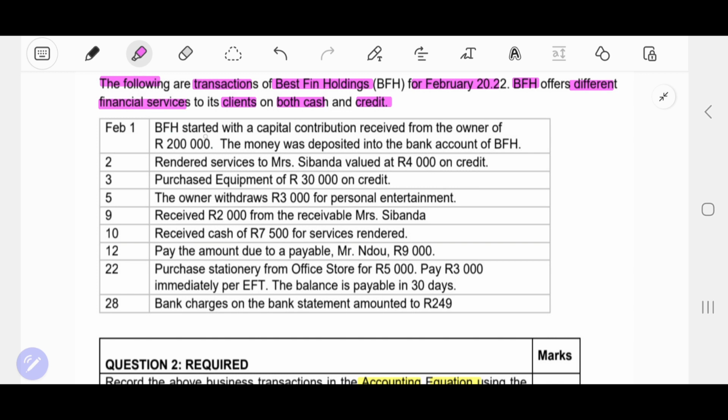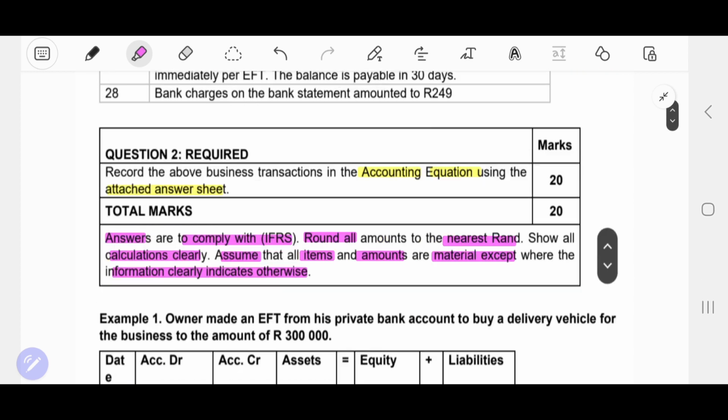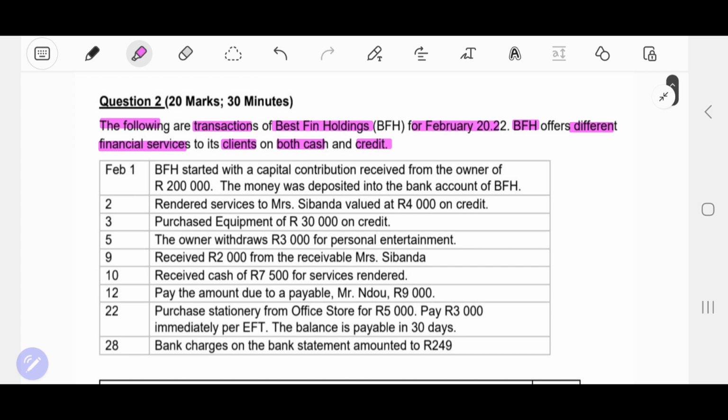Here they say BFH, this transaction is on the 1st of February. They say BFH started with a capital contribution. They are speaking about capital. So what did we say about capital? We said that capital results in an increase in equity. And we said that equity increases on the credit side.